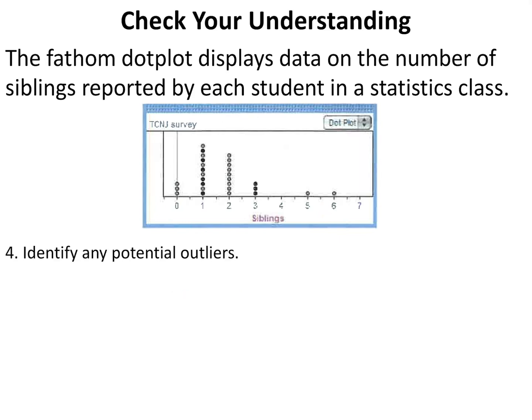And if we need to identify any potential outliers, most students are down here in this group together. The 5 and the 6 are kind of off by themselves. So it is possible that the student who has 5 siblings and the student who has 6 siblings could possibly be outliers for this data set.